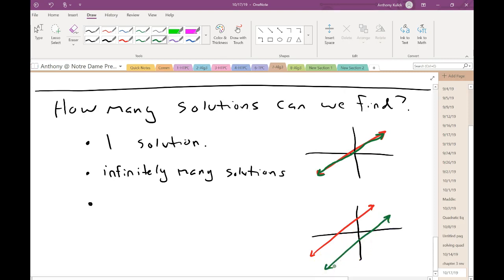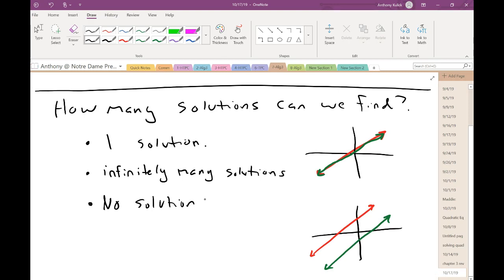What if something like this happens? Yeah. What do we call those 2 lines that we've drawn in that? That's the word parallel.